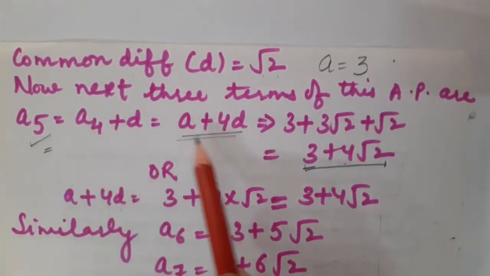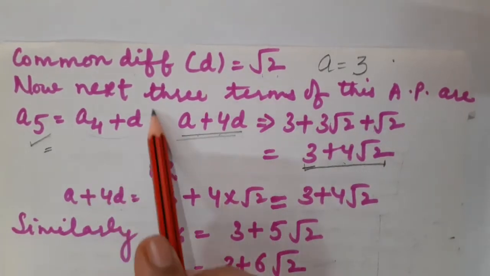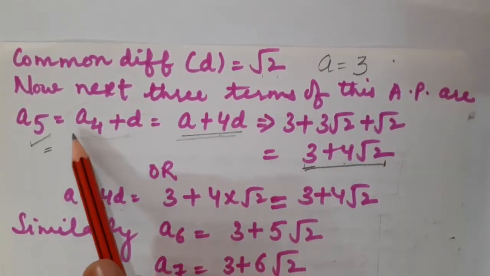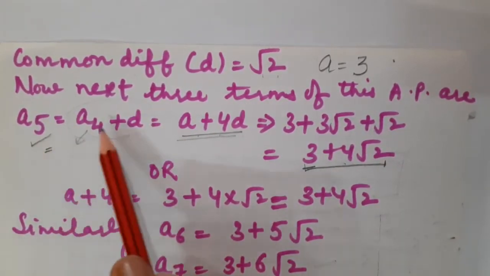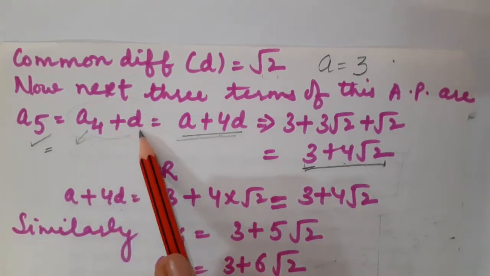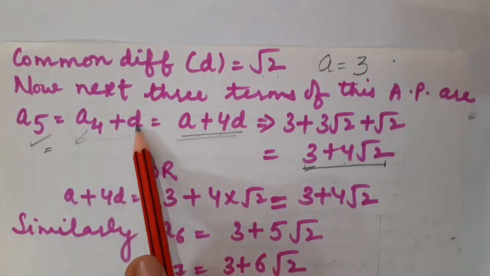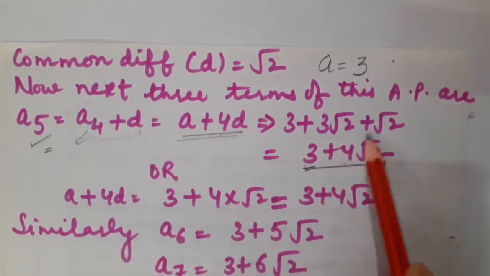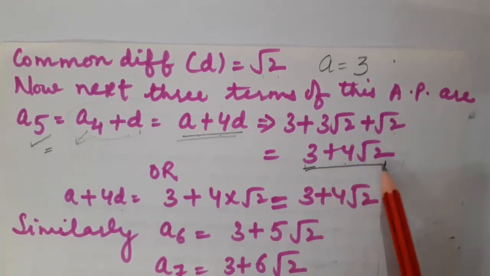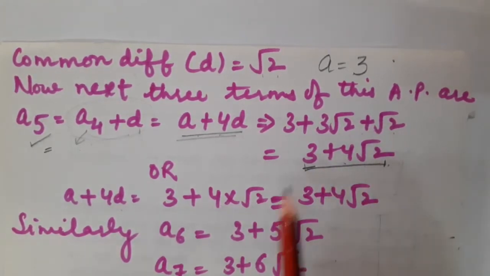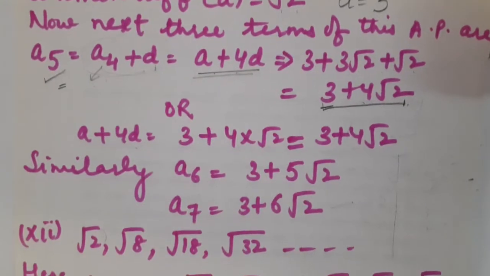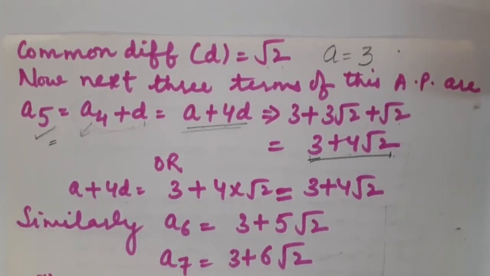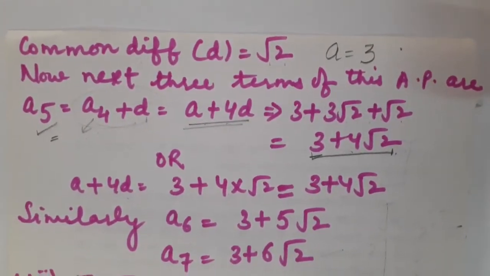Suppose you do not want to do it using the generalized form, then you can do it like this also. The term preceding A5 is A4, and the common difference will be added to it. So you will be getting A4 plus D. What was A4? It was 3 plus 3 root 2, plus root 2. So ultimately it will also become 3 plus 4 root 2. Correct, students?